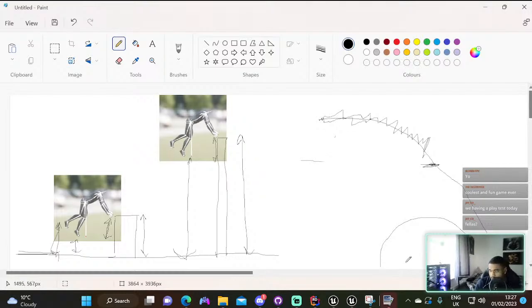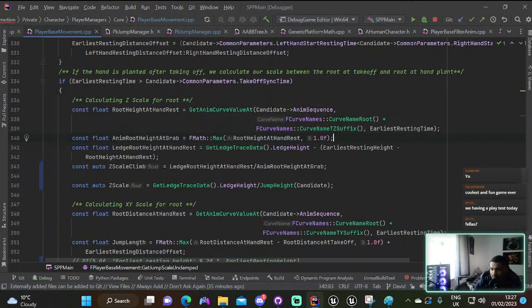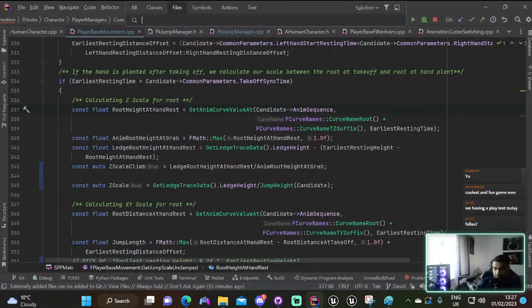Like if I go away, let me just play around. So if I did this, right, and this is going to need us to play around in the anim cart switching.